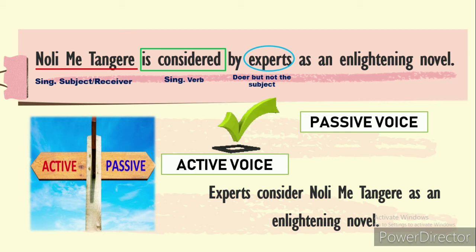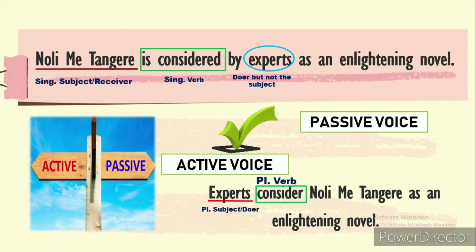Experts consider Noli Me Tangere as an enlightening novel. The word experts is a plural subject, and the doer of the action or the verb consider, which is a plural verb, and Noli Me Tangere is the object. In simple present tense, we need to observe rules on subject-verb agreement. We have here a singular subject and a singular verb, a plural subject and a plural verb.